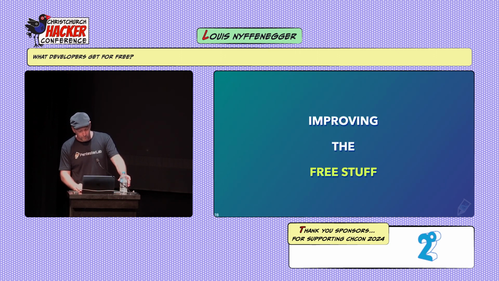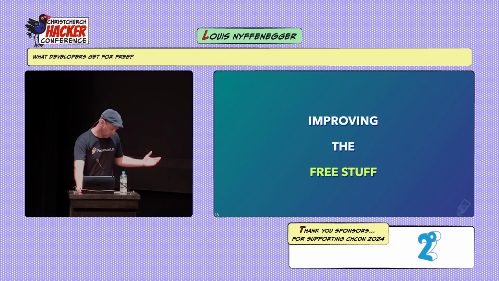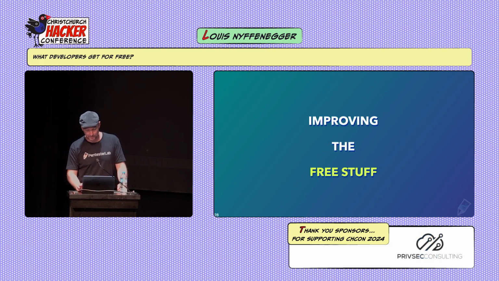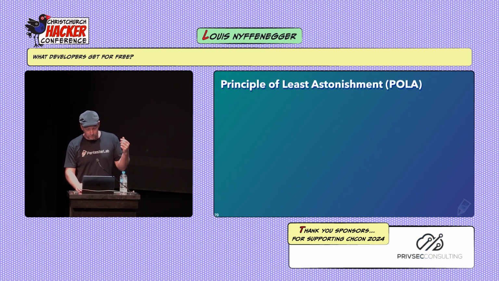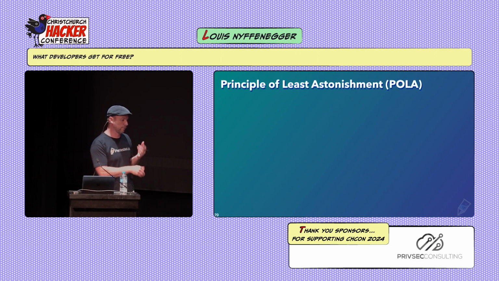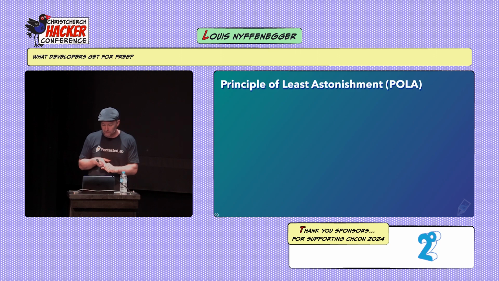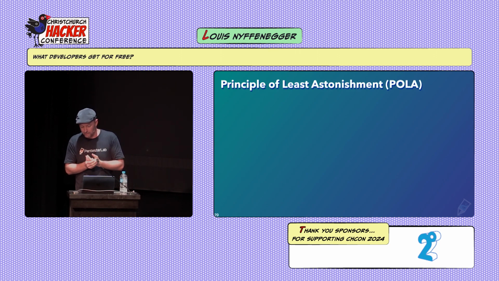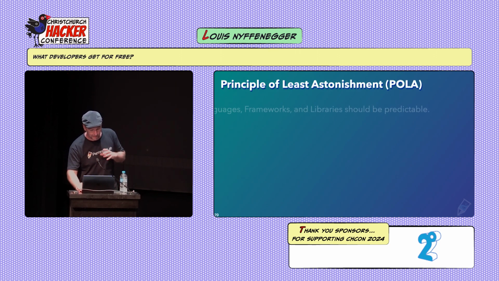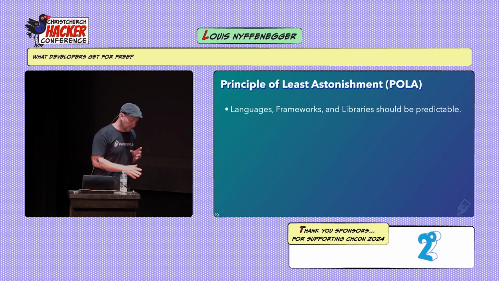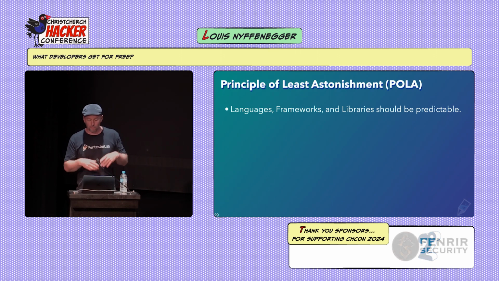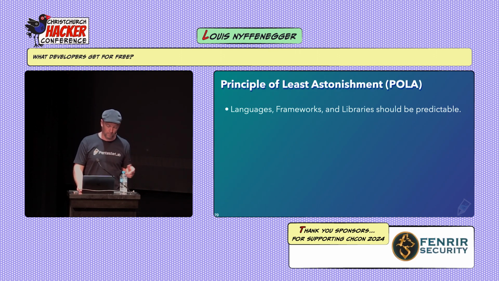Now, let's talk about improving the free stuff, because we can always improve. Trust me on that. The first thing is the principle of least astonishment. You don't want to have frameworks, languages or libraries that bring surprises. It's a really bad idea. All of those languages, frameworks, libraries should be very, very predictable for developers, especially for a new developer.